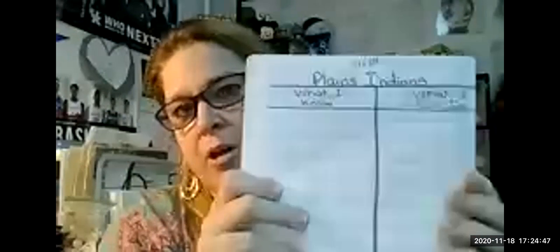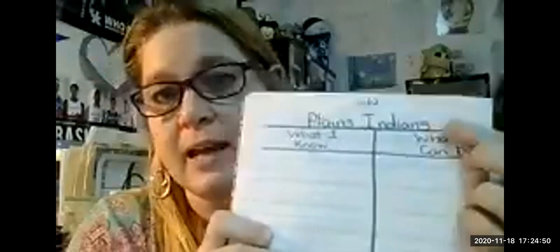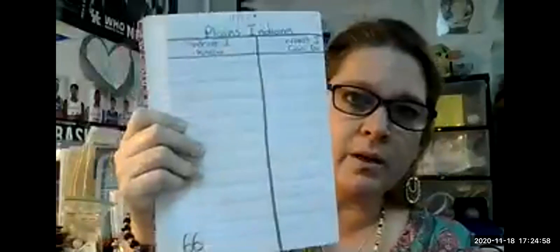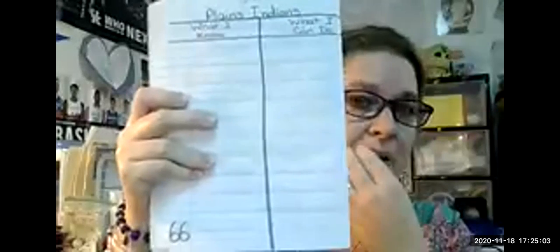Okay, so we are going to start a new chart on page 66 of your Knowledge and Response Journal. So get out your Knowledge and Response Journal, okay? And we're going to turn to page 66 and we're going to make the chart. Make sure you put today's date at the top, the title of the book, Plains Indians, and then make your T-chart for What I Know and What I Can Do. Go ahead and pause the video so that you can get this written down and then hit play when you're ready to continue.